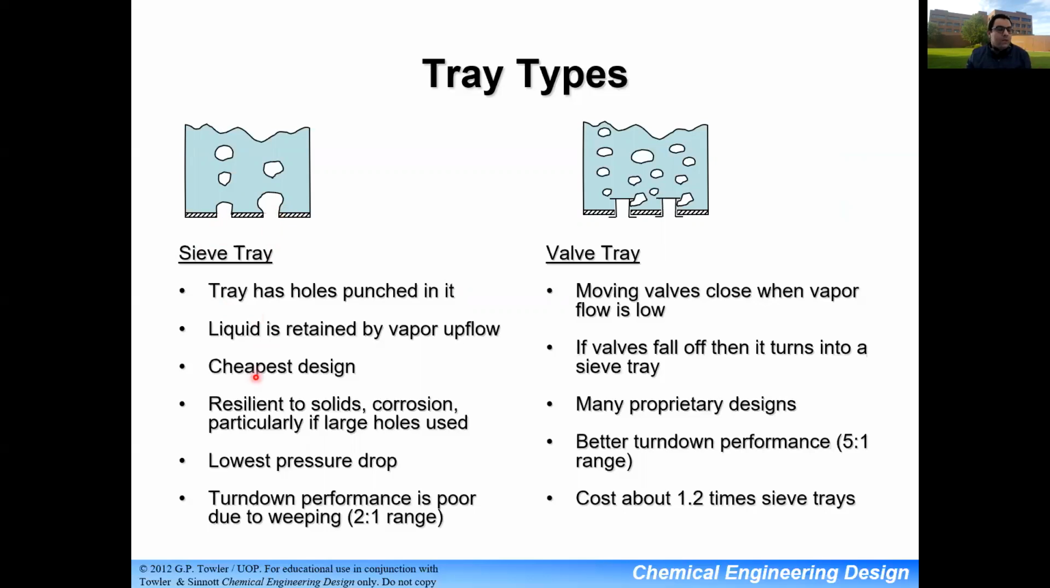This is the cheapest design. It's resilient to solids, corrosion, all this stuff, and has the lowest pressure drop. However, the performance is poor due to weeping. This type of tray is prone to having liquid just dropping through and not having a very high efficiency. Ideally, you don't want any liquid coming through these holes. You want the liquid to pass over the tray and come down from the downcomer.